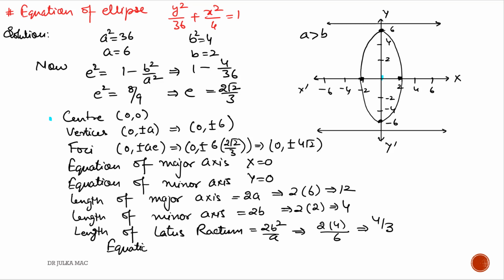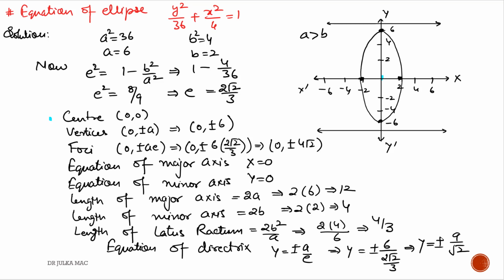And the last, equation of directrix. y equals plus minus a upon e. The value of a is 6 and the value of e is 2 root 2 divided by 3. So the answer is y equals plus minus 9 upon root 2.